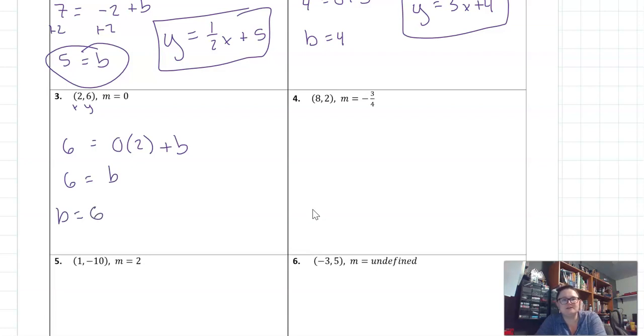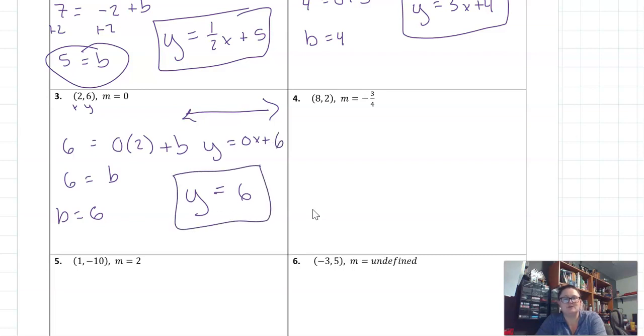Well, if my slope is 0, I don't know if you guys remember this, but a slope of 0 looks like this, right? That is a horizontal line. That means it's just y equals whatever y is, which is 6. Now you might start by writing y equals 0x plus 6 and then realize that the x just kind of goes away. But your final answer should be y equals 6. So if you wrote y equals 0x plus 6 when you did this on your own, just add a step and write y equals 6 as your final answer.